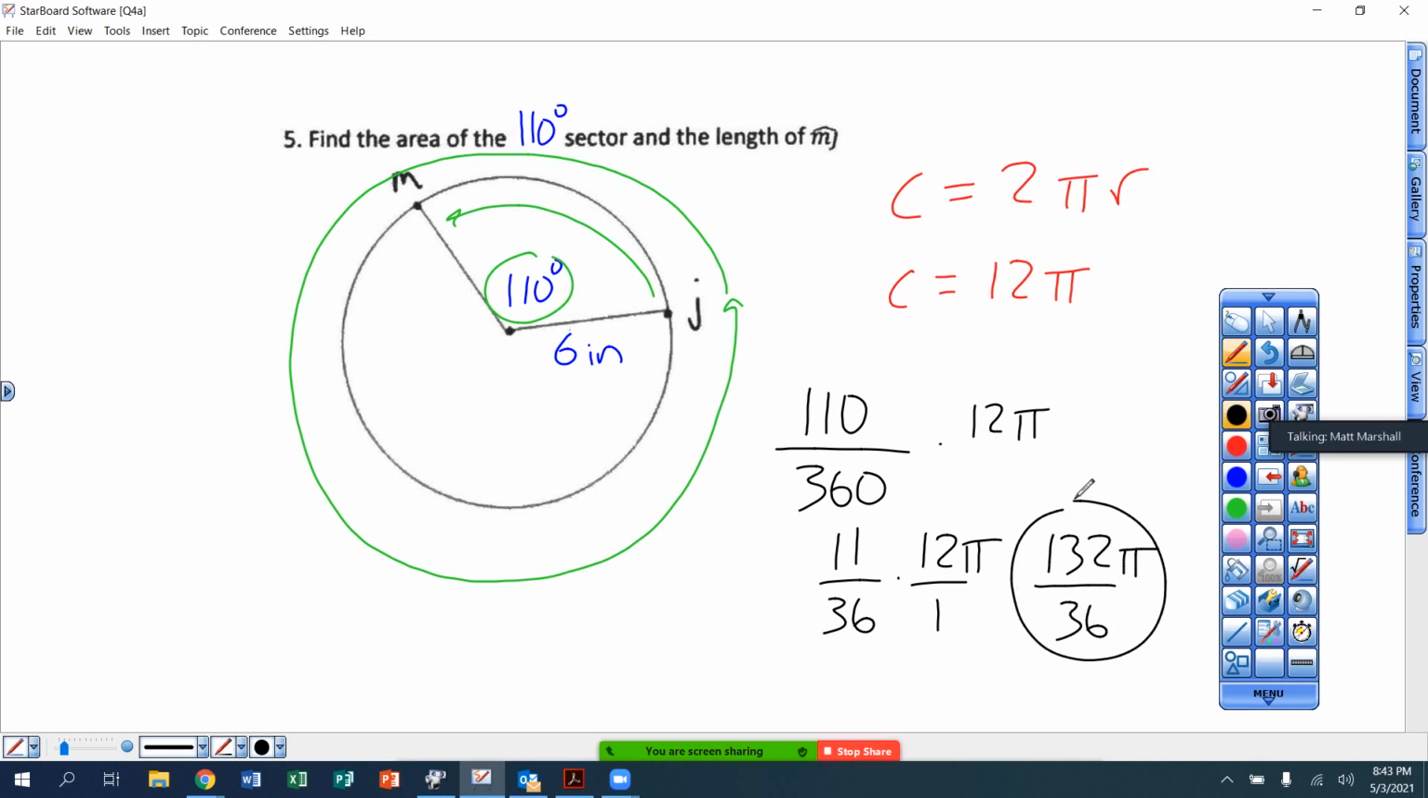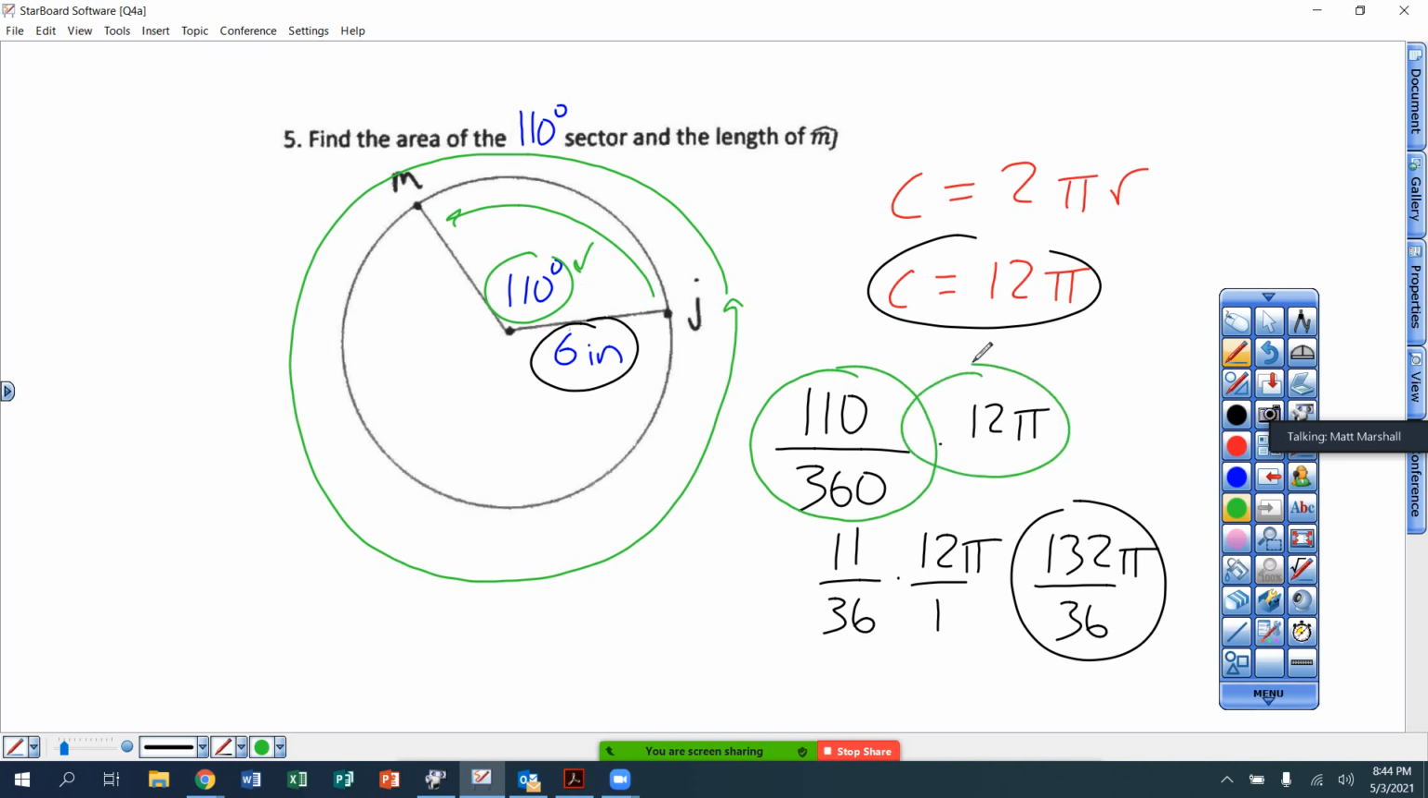But mainly, does that kind of make sense, what we did there? Yes. We found the entire circumference first using the radius. And then we took that degree that we gave you and did that fraction over 360 times the entire circumference. That gives you just the length of just this piece right here. Okay. Are you sure you're okay? Yeah, I'm here.